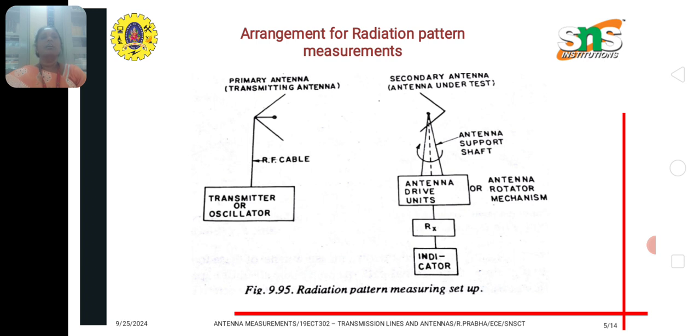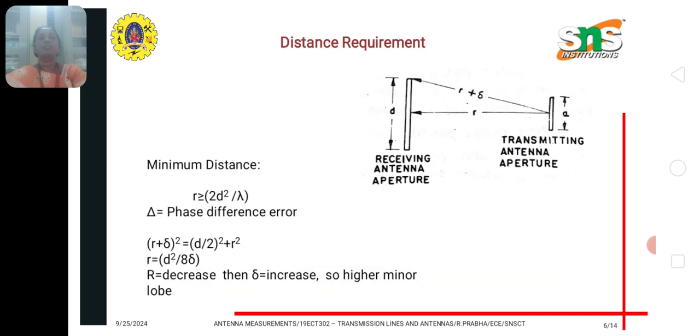Here the antenna under test can be the secondary antenna on the right hand side, or we can also use the antenna under test at the left side as a primary antenna, and the secondary antenna may vary. According to the reciprocity theorem of antennas, if any antenna is kept at the transmitting side and also at the receiving side, its properties must be the same, excluding the losses.